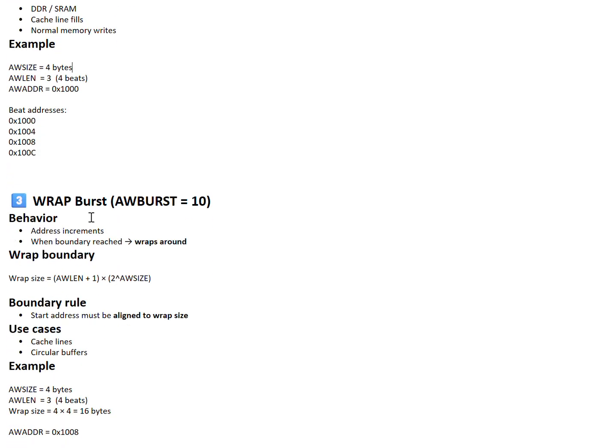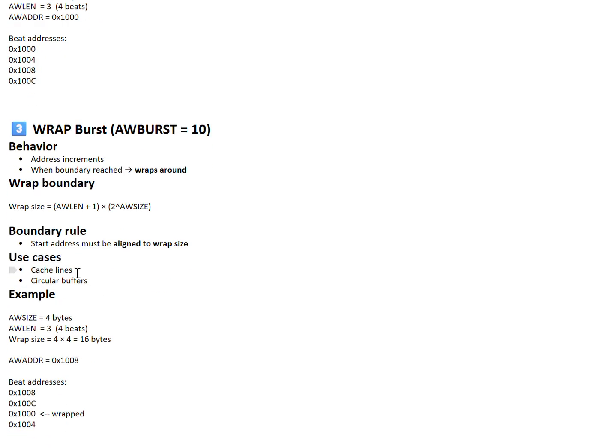Now moving on to the wrap burst, here too the address increments, but when the boundary is reached, it wraps around. So how do we know the wrap size? The wrap size is given by (AWLEN plus 1) times 2 to the power AWSIZE. The boundary rule is that the start address must be aligned to the wrap size. The typical use cases are cache lines and circular buffers, where the wrap burst is typically used.